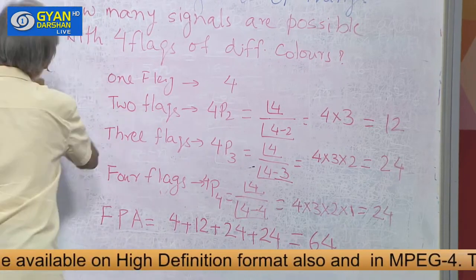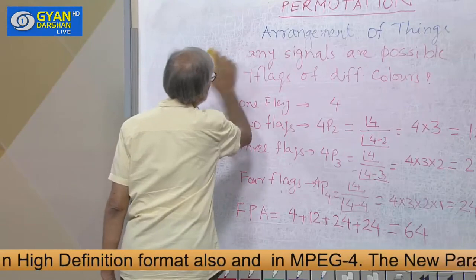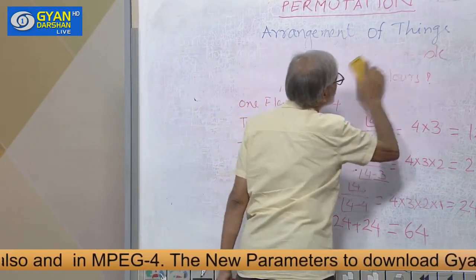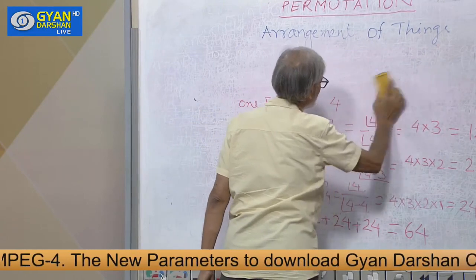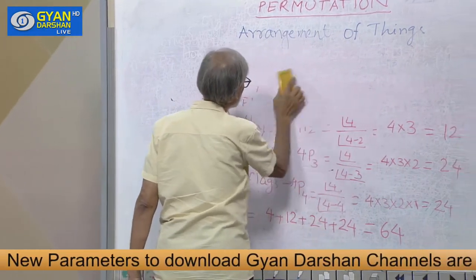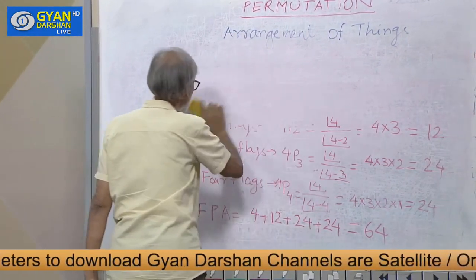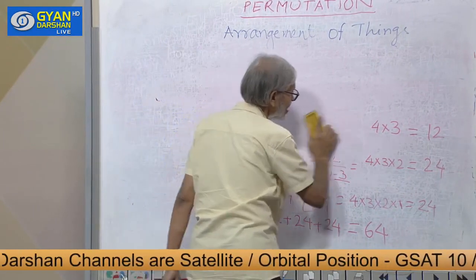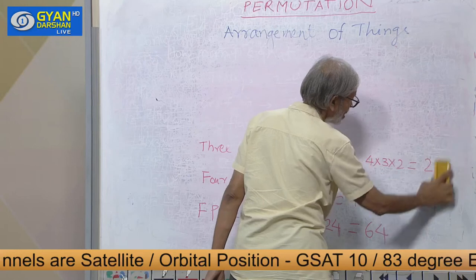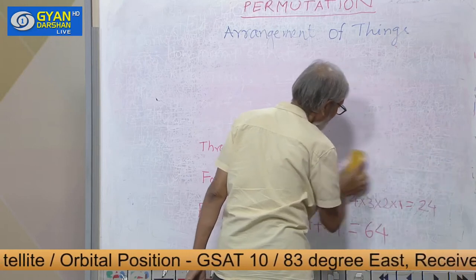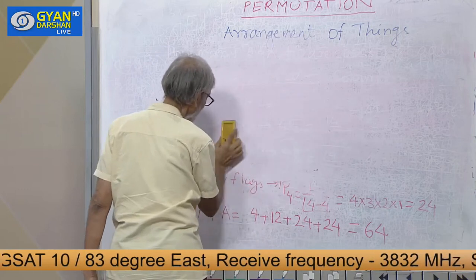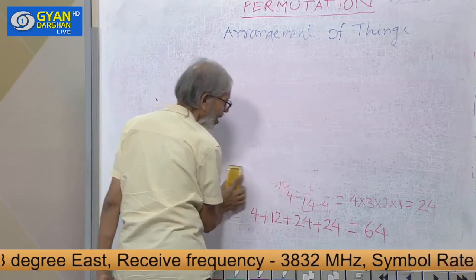Now, let us take permutation when the things are not distinct, when all the things are not distinct, then how do we solve it?